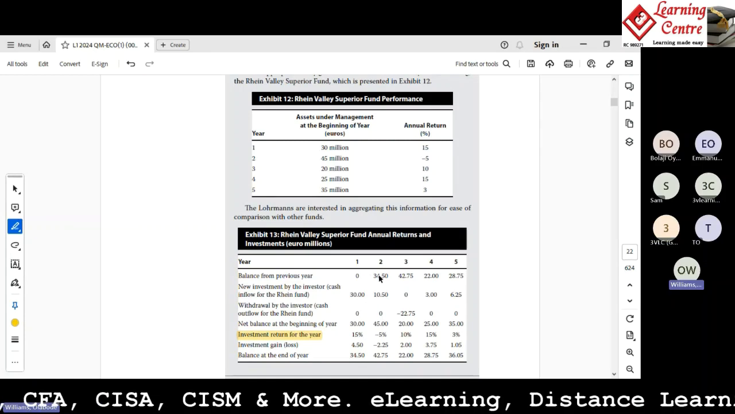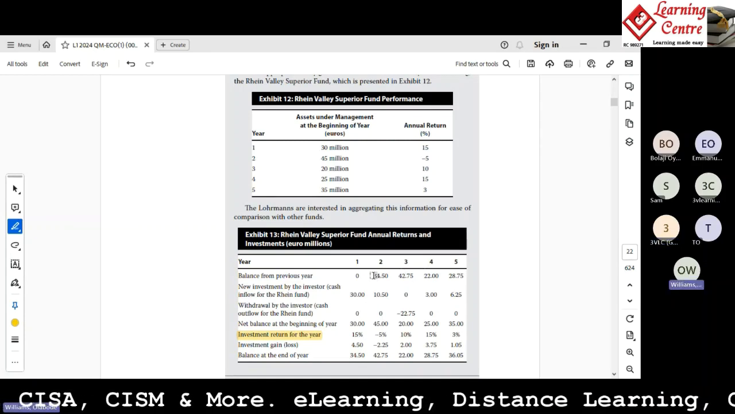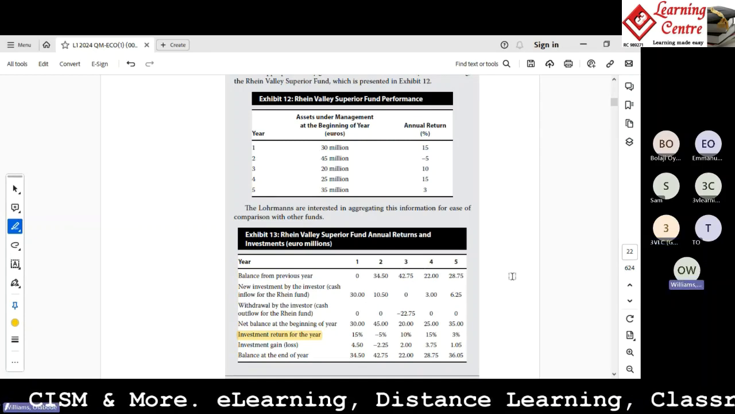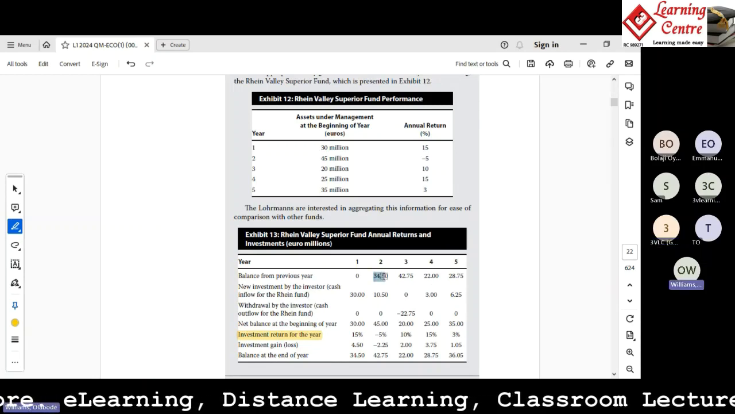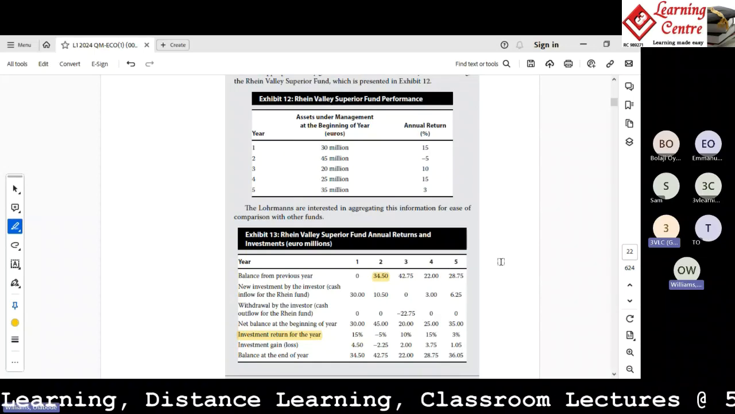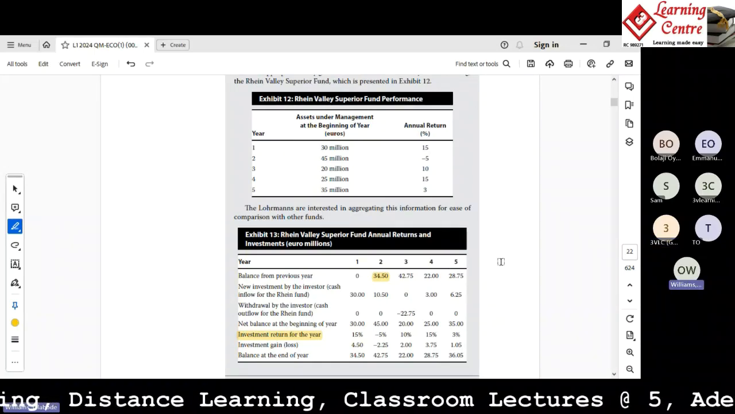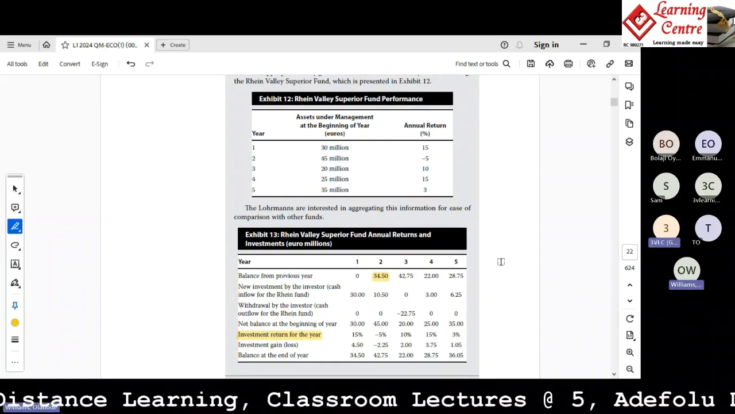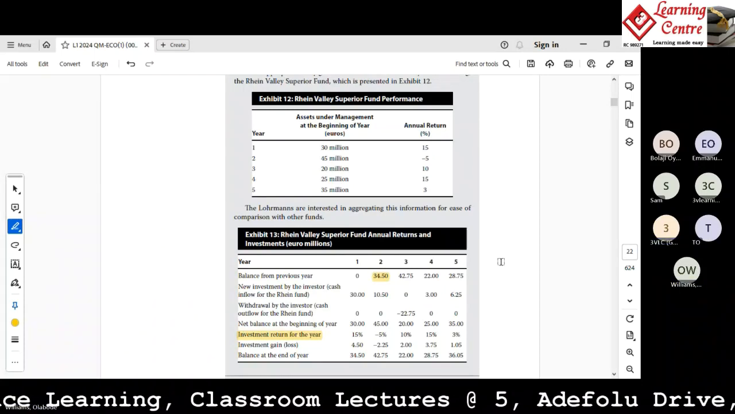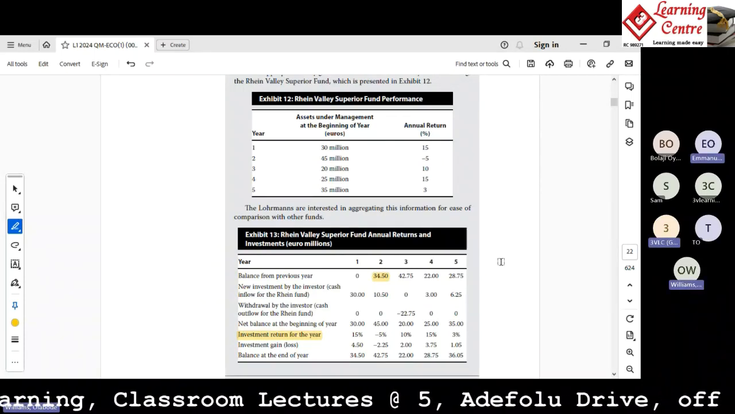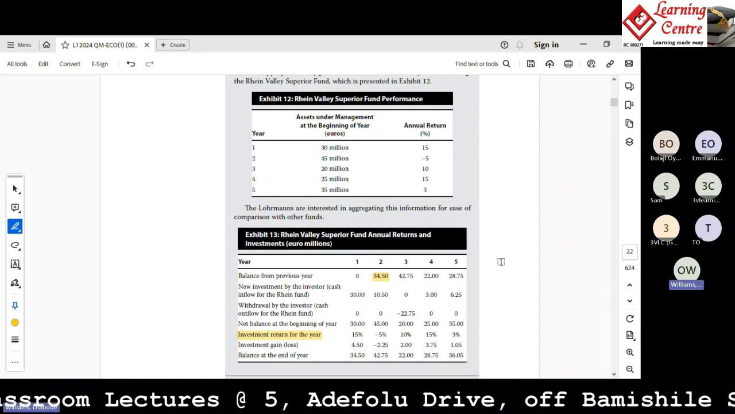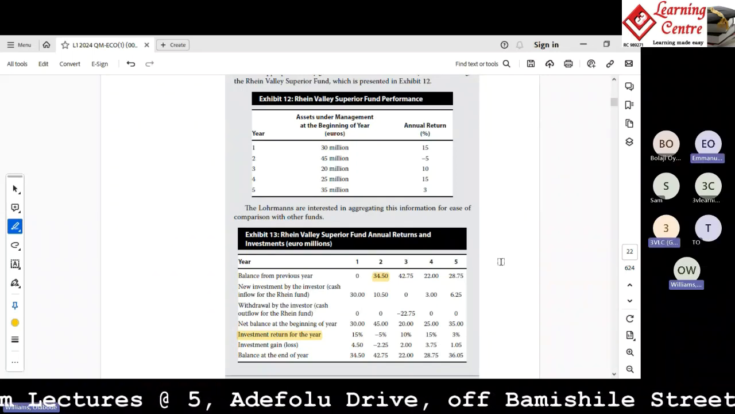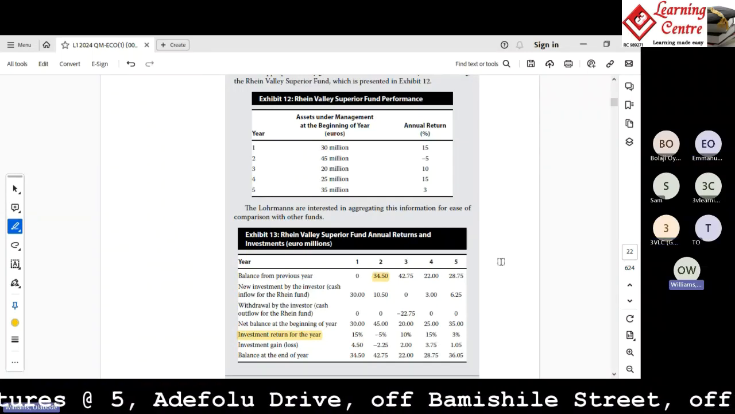Under year 2, opening balance for year 2. But we were told in the table above that the asset under management for year 2 was 45 million. What that means is that new money must have come in. Because if you closed last year at 34, and you're telling me that the asset under management this year is 45, then it means additional money came in.